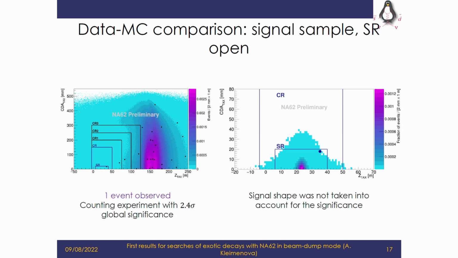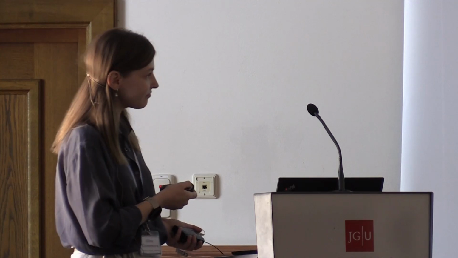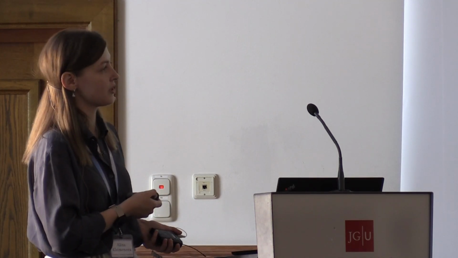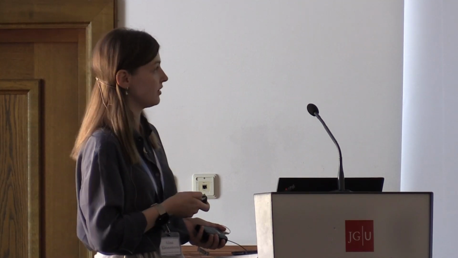And what we observed is one event, which actually accounting for global significance is 2.4 sigma. However, you must note that we didn't account for the signal shape, and you can see here again the signal Monte Carlo compared to this observed event, and it's quite unlikely to be the dark photon signal. So for the future, obviously, it would be nice to take into account the signal shape.